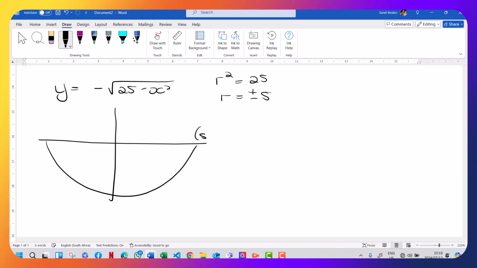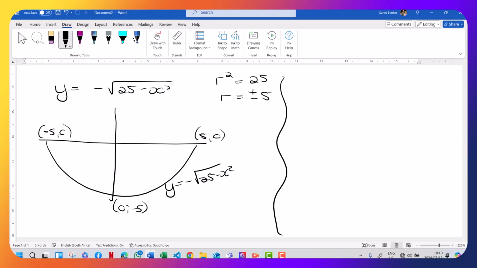Then I know this is 5 and 0. This is negative 5 and 0. 0 and negative 5. And somewhere along the line, just write down the equation, 25 minus x squared. But if we get, for example, something like this, y is equal to plus minus square root of 16 divided by 9 minus x squared. Again, identify your equation. There's a plus minus in front, can be a y or x subject, so that means it's a full circle.